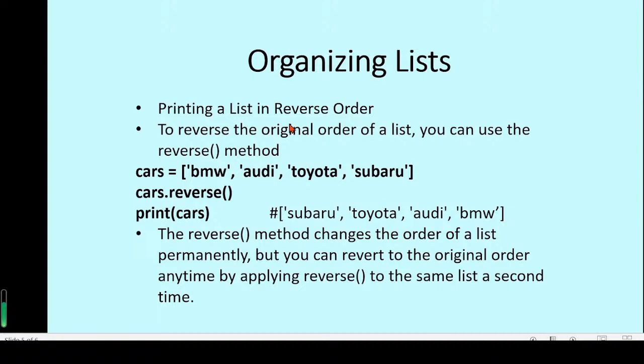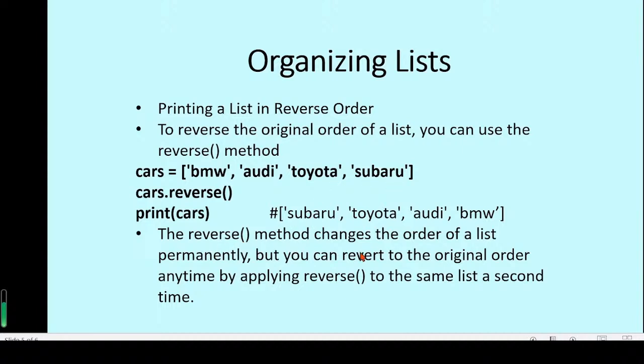So, print a list in reverse order. Just to reverse the original order of a list, which may not be alphabetical order, you can use the reverse method. This is the original list. If we use cars.reverse() and print cars, then the order of the elements is reversed. So the last one will be printed first.